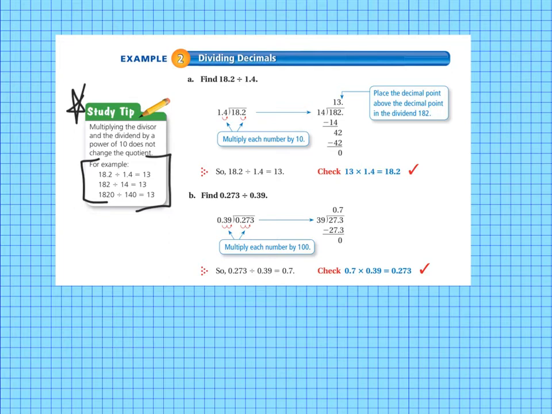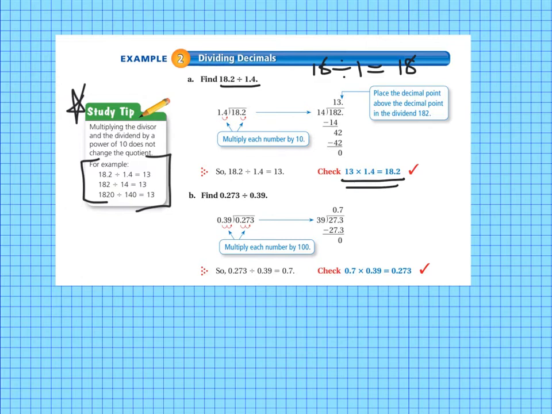So we have 18.2 divided by 1.4, and I'm going to go ahead and estimate that because 18.2 you can round to 18, and 1.4 you can round to 1. 18 divided by 1 is 18. So that's one way to do your checking. You can also go back and multiply as they did at the end.